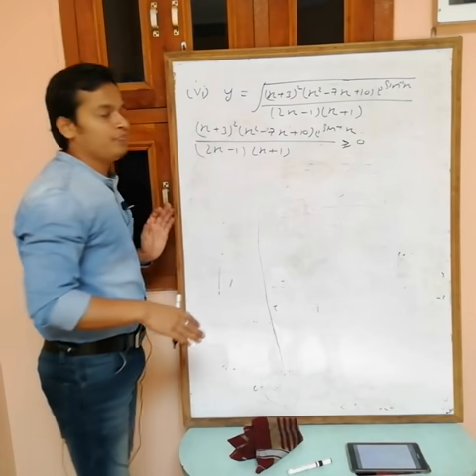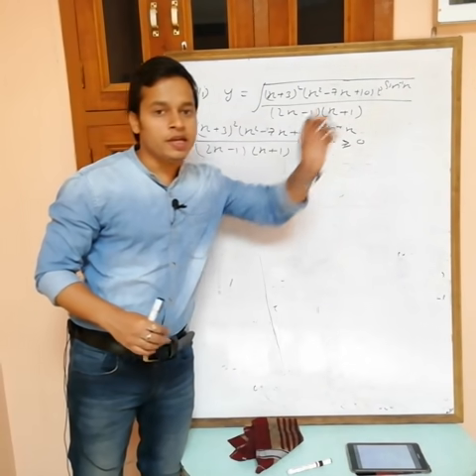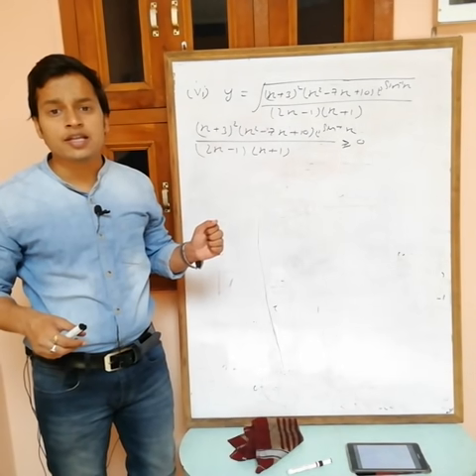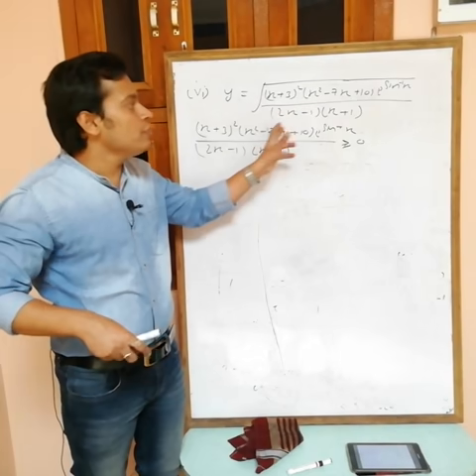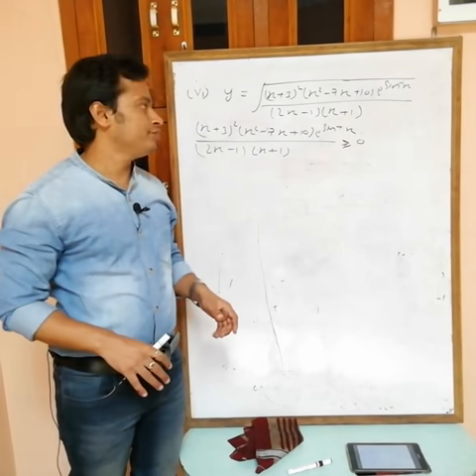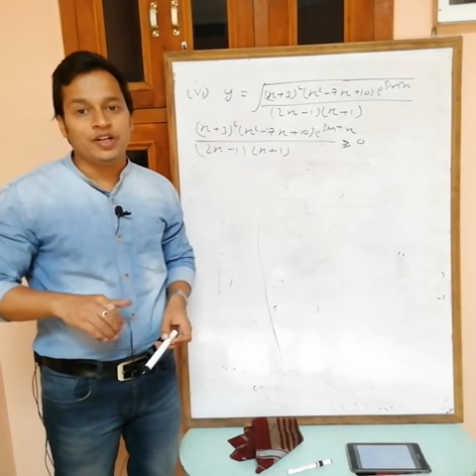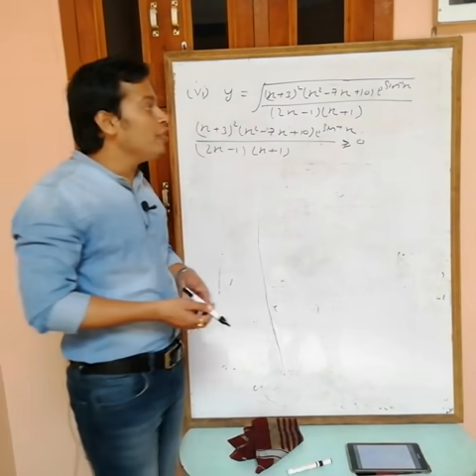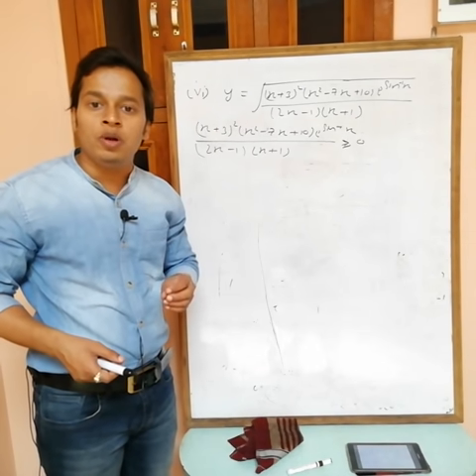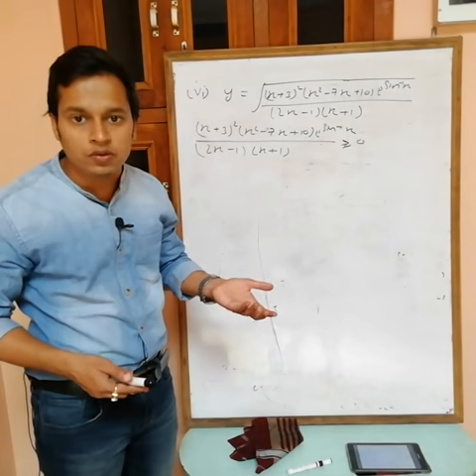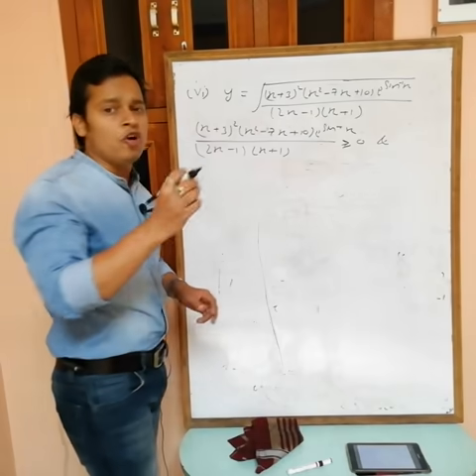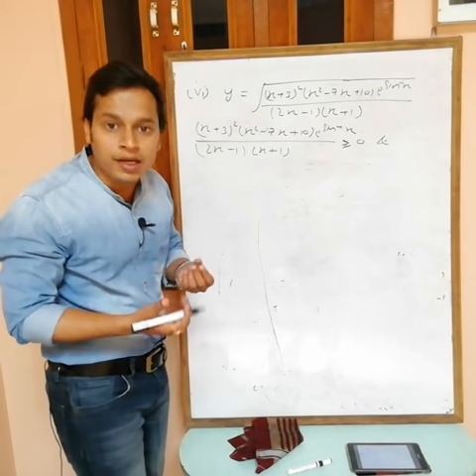But one minute, in this one we also have e power sine inverse x, which means sine inverse x is there. If sine inverse x is there, then the complete function will be defined only if this is also defined. And e power sine inverse x is defined if sine inverse x is defined, and sine inverse x is defined only for -1 to +1. So you can't take any value of x which is not in the domain of sine inverse x.